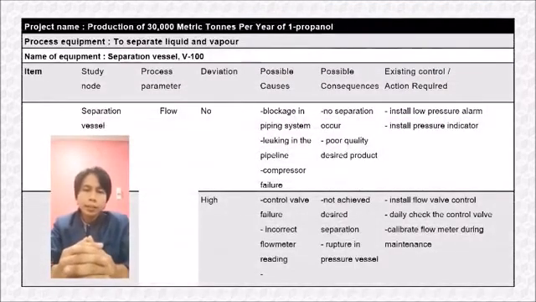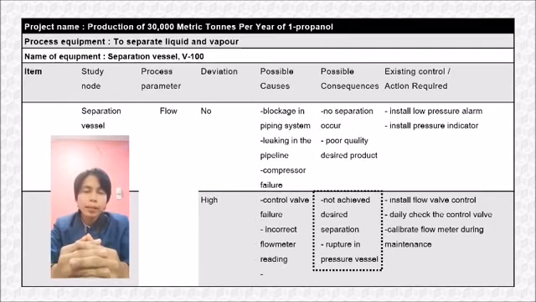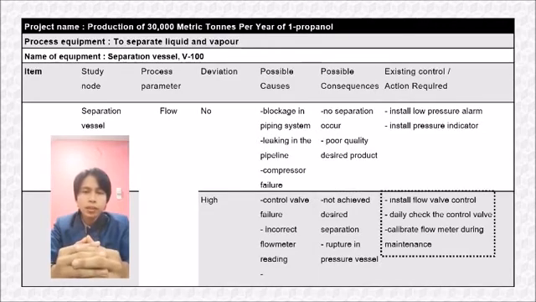Okay, this table shows one of the HAZOP studies for the separation vessel. When the flow deviates from normal, such as high flow, the possible causes are failure of a control valve and incorrect flow meter reading. Thus, it will not achieve the desired separation and may rupture the pressure vessel. To prevent this deviation, a flow control valve needs to be installed and the control valve checked daily.